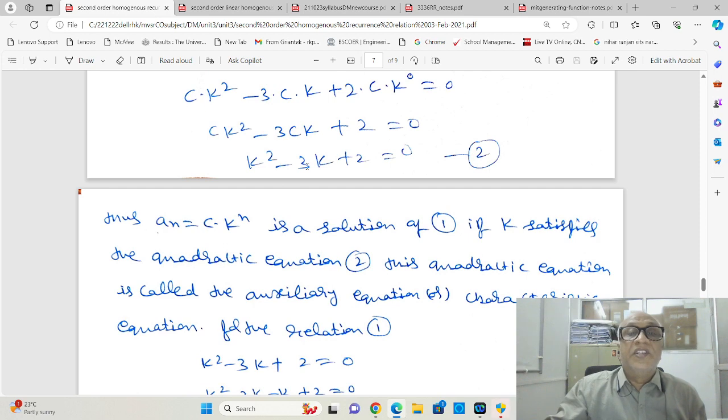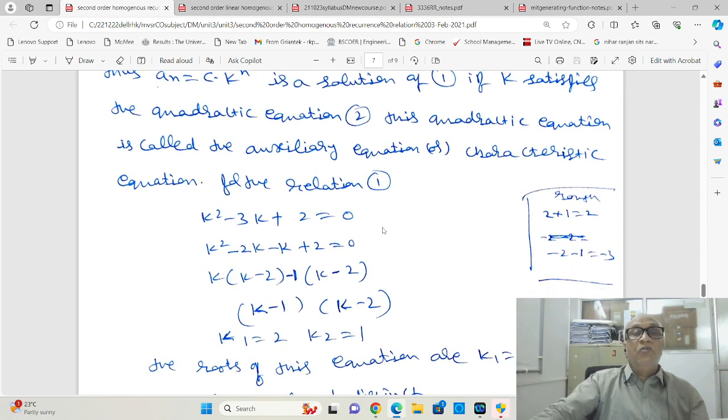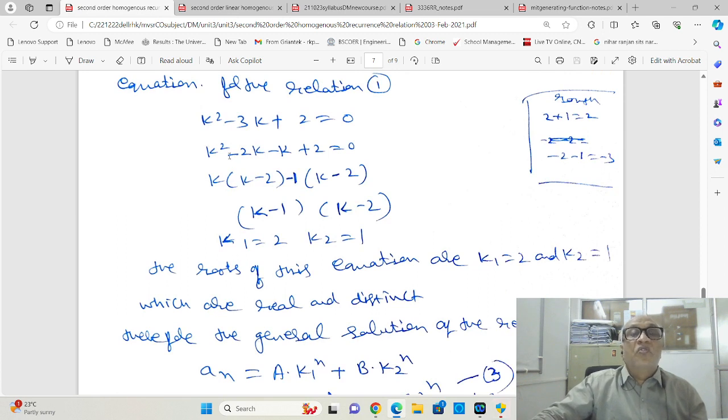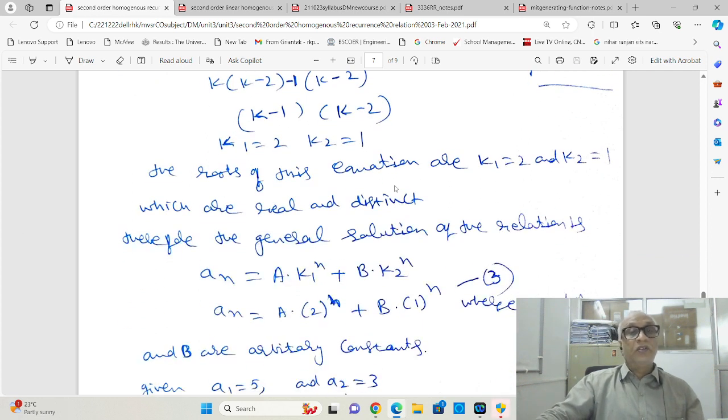Now once we get this k square minus 3k plus 2 equal to 0, what will we be finding? We will be rearranging them. So I am rearranging them as k square minus 2k minus k plus 2 equal to 0. So take k as common here, k minus 2, then minus 1 as common here. So we will get k minus 1, k minus 2 equal to 0. So the two roots k1 and k2 will be equal to how much? k1 will be equal to 2 and k2 will be equal to 1. So as you can see, k1 and k2 are distinct.